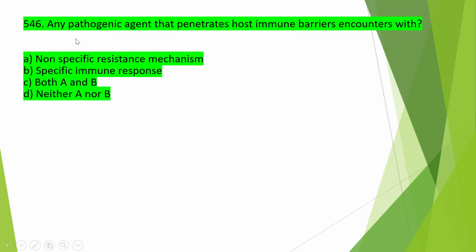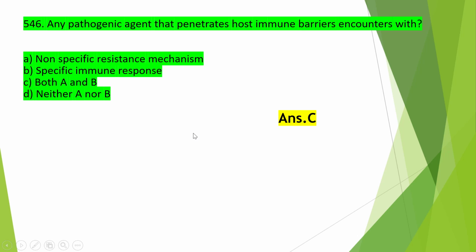So next question. Next is, any pathogenic agent that penetrates host immune barriers encounters with option A, non-specific resistant mechanism. Option B, specific immune response. Option C, both A and B. Option D, neither A nor B. And the right one is option C, that is, both A and B is the right one. So any pathogenic agent that penetrates host immune barriers encounters with both A and B, that means both non-specific resistant mechanism and specific immune response.